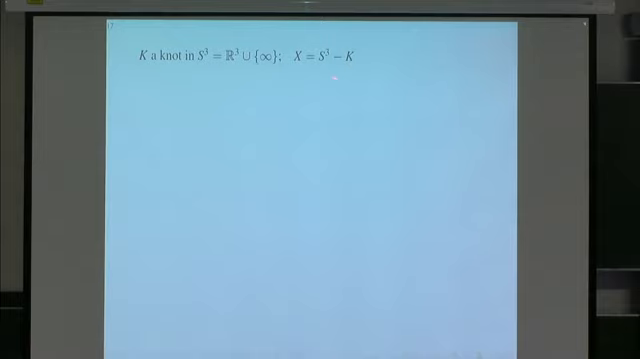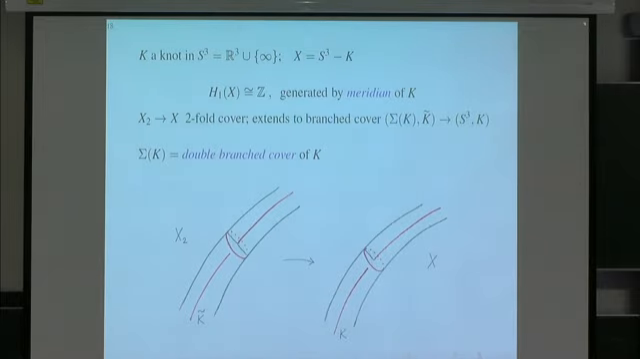If you remove it, you get the complement X. And the first homology of this is just Z. It doesn't matter what the knot is. It's just Z, and it's generated by a meridian, which is a little curve that just links the knot simply like this.